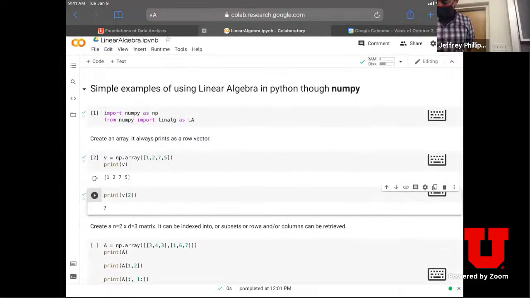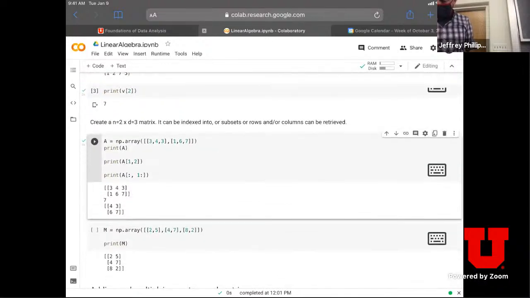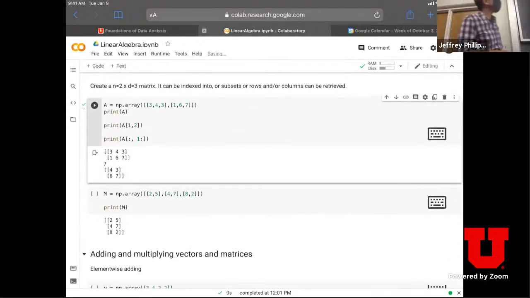I can also create a matrix. I do that by nesting arrays. I have 2 open square brackets, and then I write the first array, comma, the second array. That's the 2 rows in the matrix A, and I printed it out here.